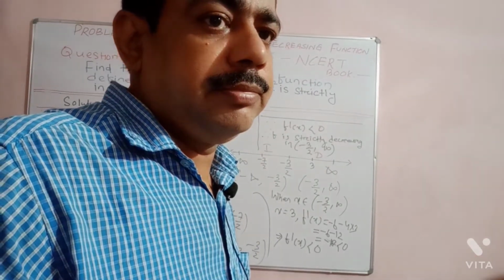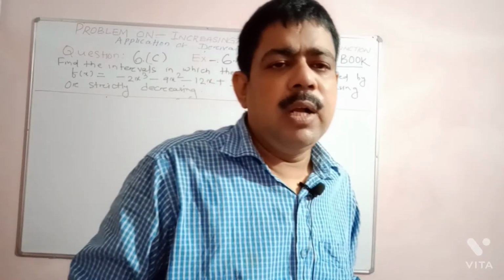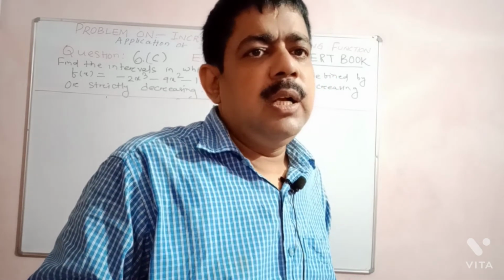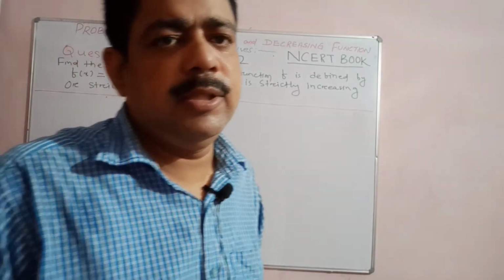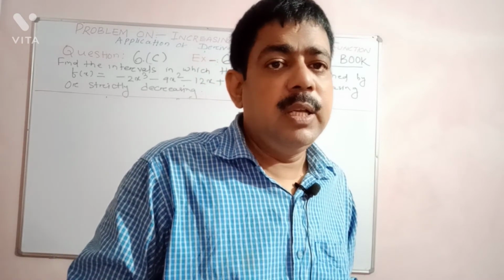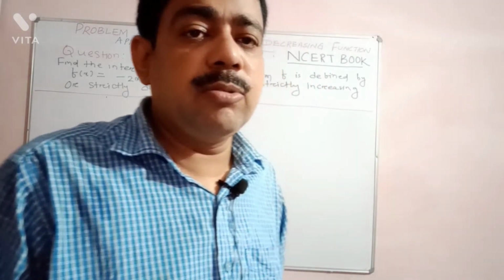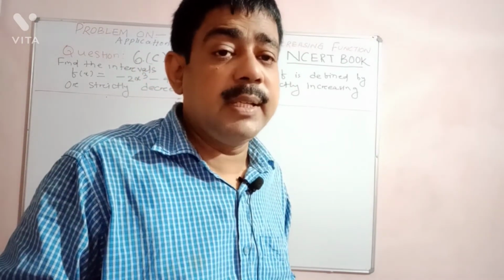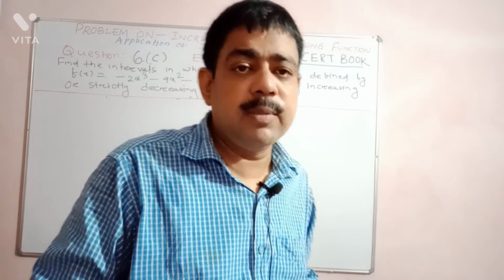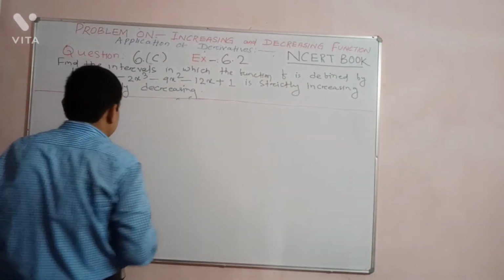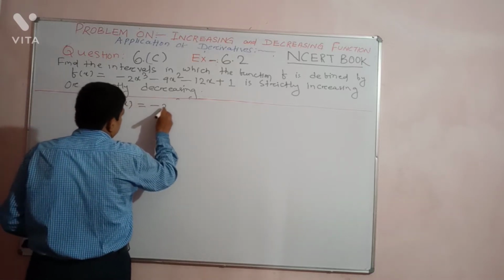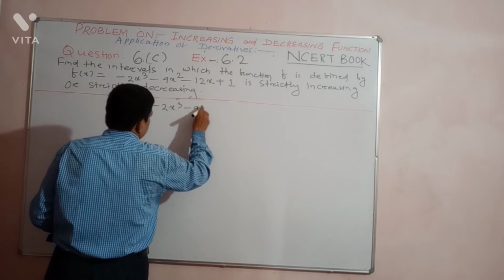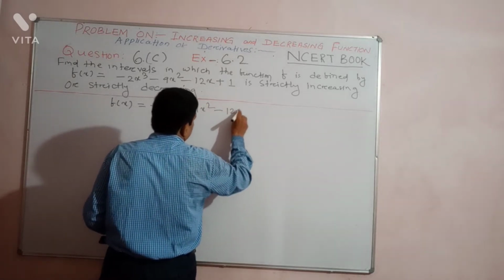Students, in this problem I am discussing question number 6, third part, based on the concept of increasing and decreasing functions in your NCERT book, standard 12 mathematics, exercise 6.2, application of derivatives. Here a function is given. We have to find in which interval the function is strictly increasing and in which interval it is strictly decreasing. The function is f(x) = -2x³ - 9x² - 12x + 1.